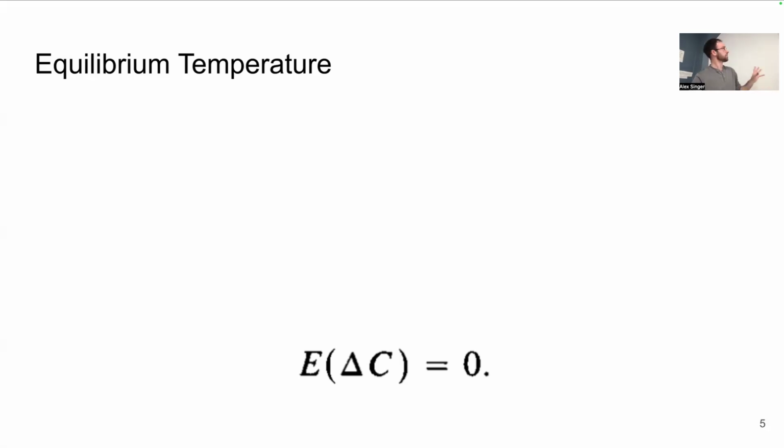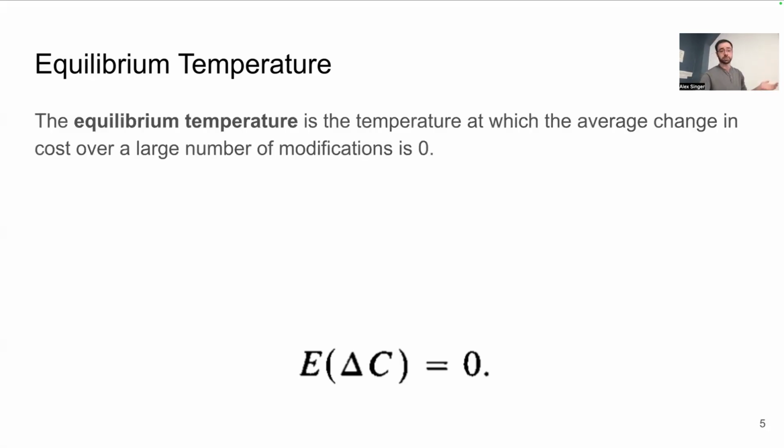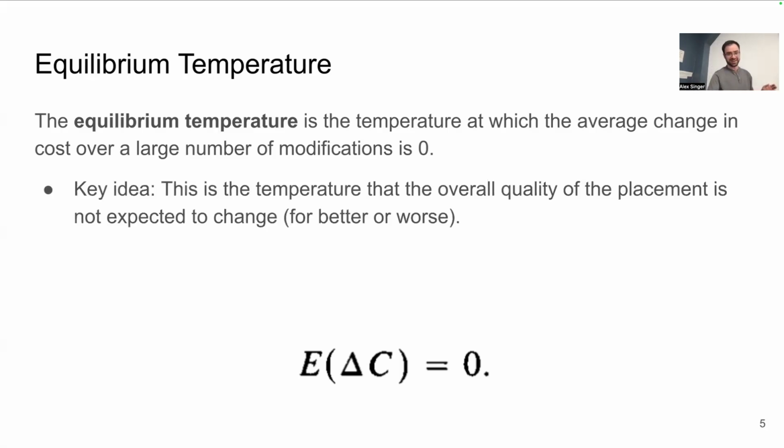So the equilibrium temperature is very simply just the temperature at which the average change in cost over a large number of modifications is zero. It's basically the expected change in cost for a given temperature. So basically, all it's really saying is this is the temperature at which the overall quality of the placement will not change for a given iteration of simulated annealing if you pick this temperature, or it's the expected value.